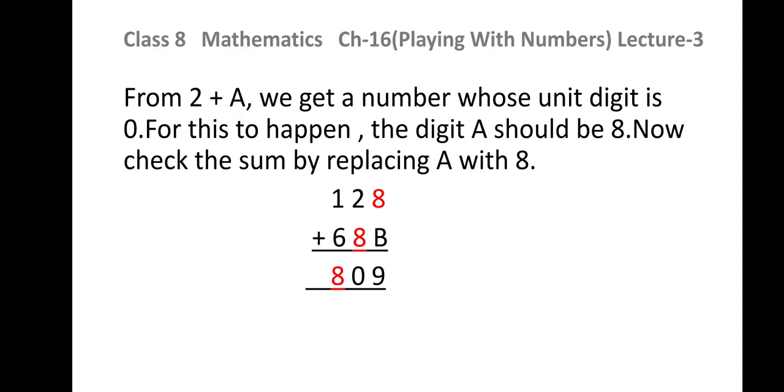So I am repeating it. 128 plus 608b should give you 809. And now it is quite clear from this. If I take a as 8, then what should be the value of b in the unit column so that my answer comes out to be 9? It will be 8 plus 1, that will give you 9. So as a is 8, therefore b is equal to 1.